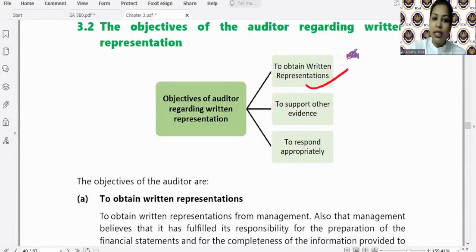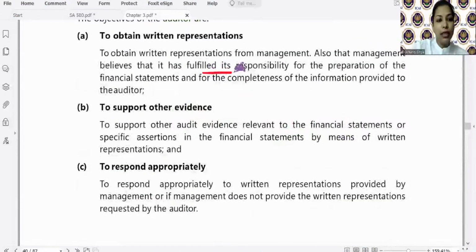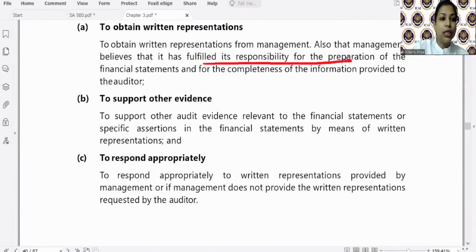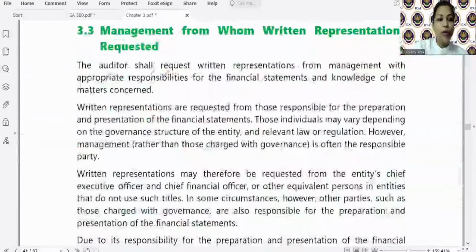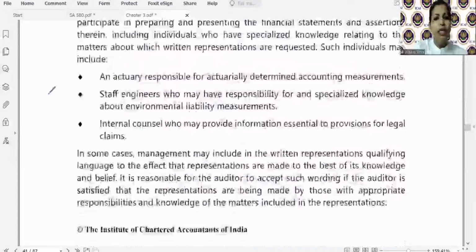To obtain written representation with respect to what? Responsibilities. To support other audit evidence, to respond appropriately. ठीक है? देखो यहाँ लिखा है ना, fulfilled audit's responsibility, given all the information. मैनेजमेंट कौन? जो प्रिपरेशन एंड प्रेजेंटेशन के लिए है एंड हु हैज द नॉलेज. ठीक है, यहाँ पे ये जो हमने पढ़ा है सब कुछ है.